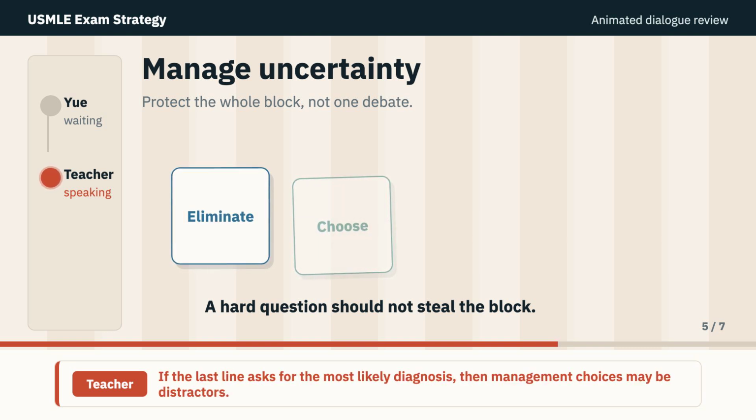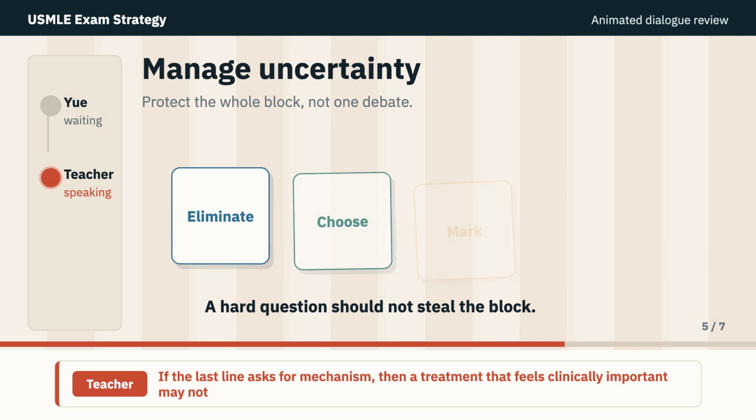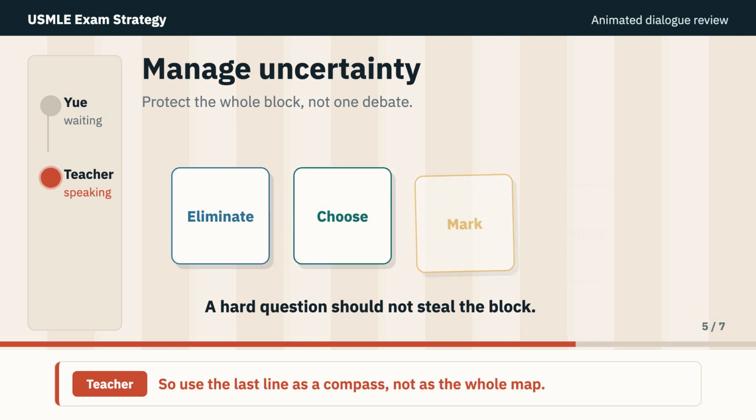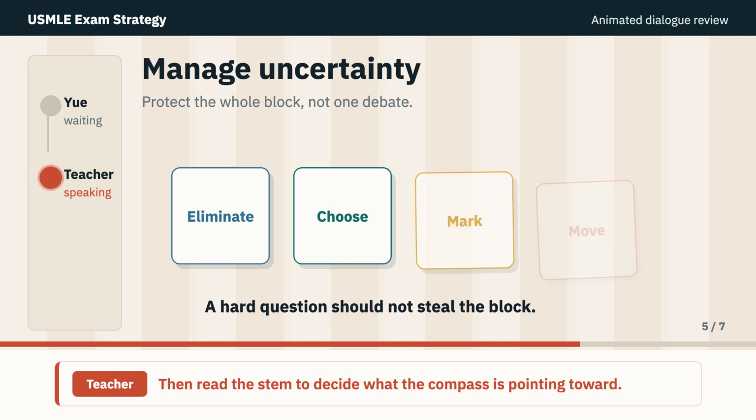If the last line asks for the most likely diagnosis, then management choices may be distractors. If the last line asks for mechanism, then a treatment that feels clinically important may not answer the task. So use the last line as a compass, not as the whole map. Read it early if that helps you. Then read the stem to decide what the compass is pointing toward.